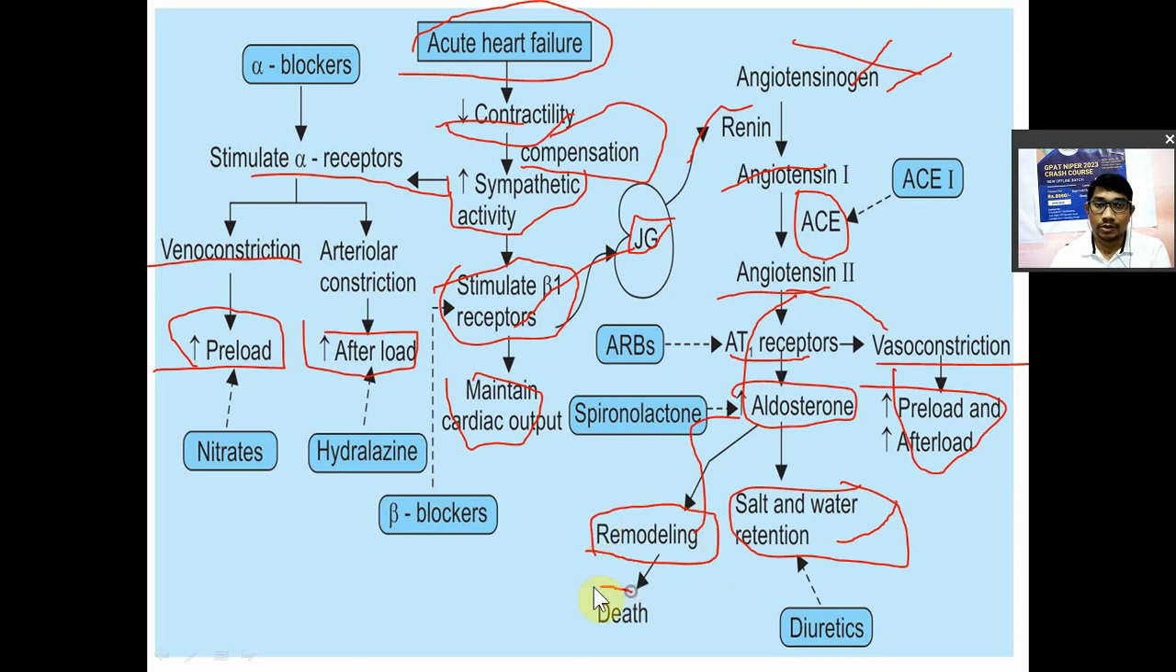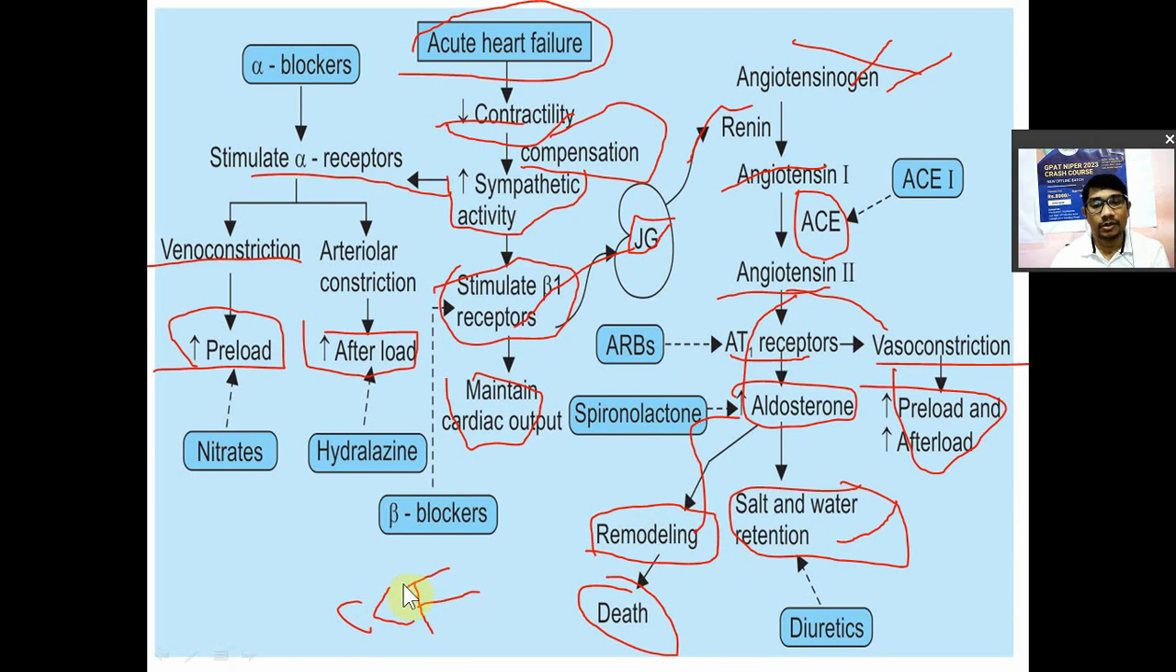अगेन, ब्लॉकेज ऑफ बीटा रिसेप्टर इन द JG सेल, juxtaglomerular सेल. यहाँ पे beta 1 ब्लॉक किया तो रेनिन का रिलीज नहीं होगा. तो रेनिन का रिलीज नहीं होगा तो ये एंजियोटेंसिन 1 नहीं बनेगा, 1 से 2 भी नहीं बनेगा. 2 क्या करता है आपको मालूम है? वैसोकंस्ट्रिक्ट करता है.